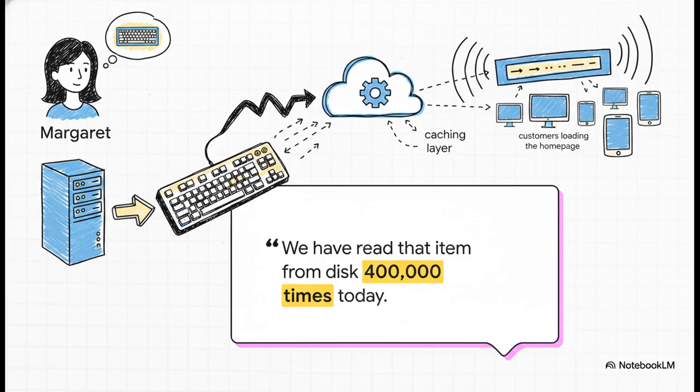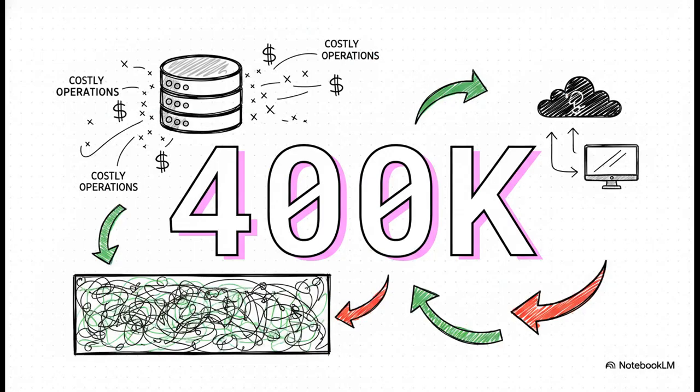See, every single time a customer lands on their homepage, the app has to go and ask the database for all the keyboard's details, and that's happening a lot. Yeah, you heard that right. 400,000 times in a single day. That's 400,000 individual, expensive trips to their main database.